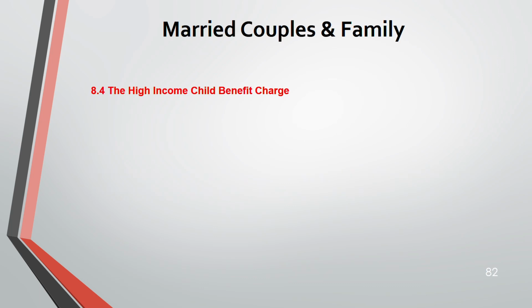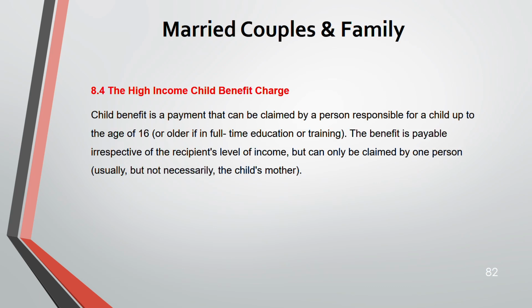Now, the next important thing on the list, the high income child benefit charge. Child benefit is a payment that can be claimed by a person who is responsible for a child up to the age of 16. Okay, the benefit is payable. Remember, this benefit is payable irrespective of the recipient's level of income, but it can only be claimed by one person, not both spouses.